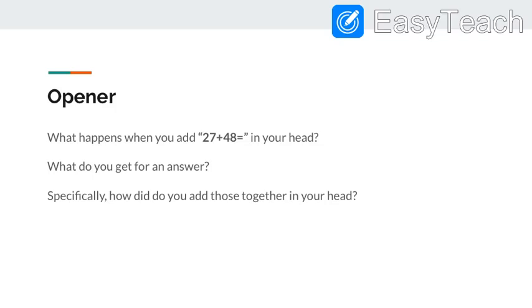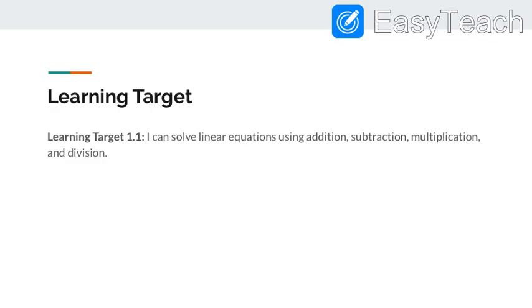The learning target for this one is I can solve linear equations using addition, subtraction, multiplication, and division. So just as a reminder, just to make sure we're all on the same page: addition, the plus sign; subtraction, the minus sign; multiplication, there's a couple different signs. We could use a dot, which I'll be using for the most part. We could use a small x, or we could have numbers right next to each other, or in parentheses. So we could have 4 parentheses 2 parentheses. So there's lots of ways to do multiplication.